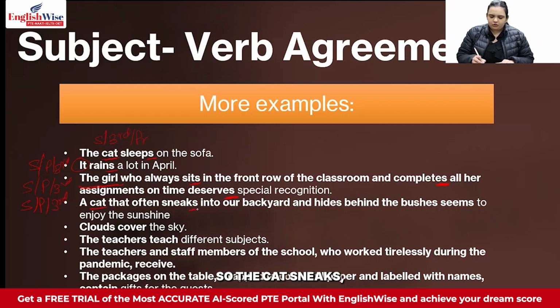Okay, so the cat sneaks, the cat hides, and the cat seems to enjoy the sunshine. So this is how all the verbs pertaining to this cat will have an S sound with it. Next you have, clouds cover the sky. Now over here, the subject is plural. Okay, it is in present tense and it is third person. So you will just say the clouds cover the sky.